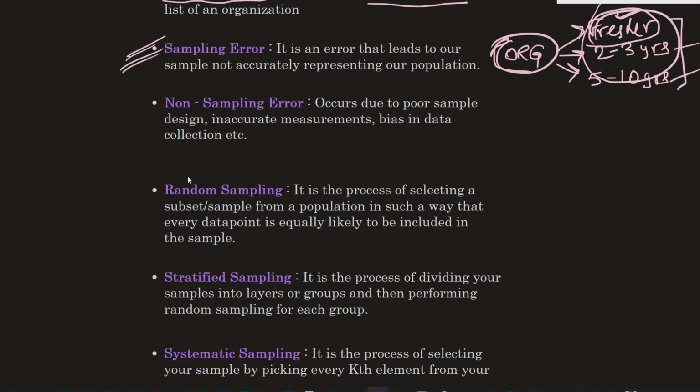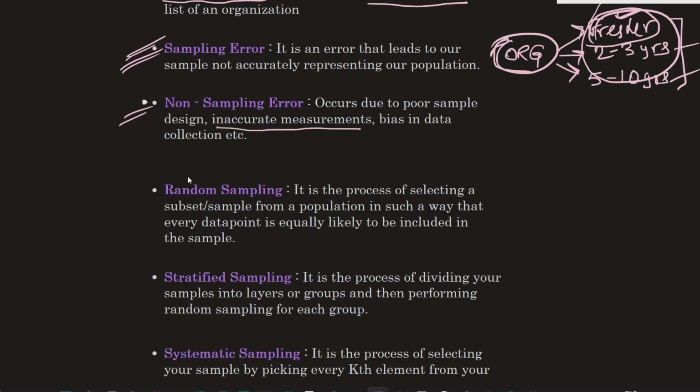categories. Then we have non-sampling error. It occurs due to poor sample design, inaccurate measurement, and bias in data collection. Let's try to understand this. Poor sample design is something that we have covered on the top, that instead of taking out a sample or subset of data that accurately represents the entire population, your sample design is poor.